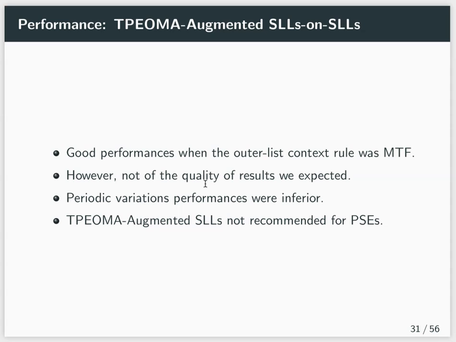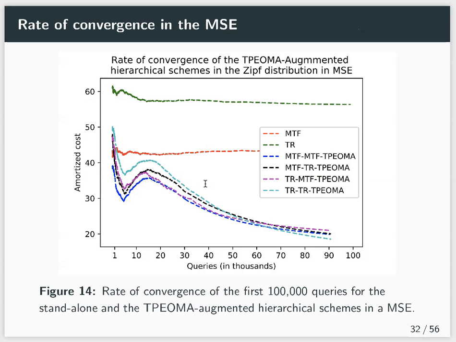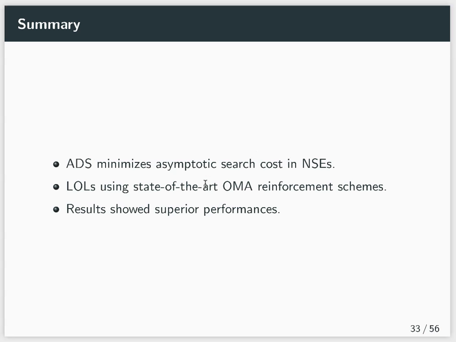But as you can see, our methods are superior over time when compared to the de facto MTF and transposition rules. So we conclude that what we have done is to design adaptive data structures which minimize the asymptotic search costs in non-stationary environments. We've introduced the concept of list-on-list and used the state-of-the-art object migration automaton reinforcement schemes to learn the clustering of the queries and then invoke those to actually perform the sublist movement.